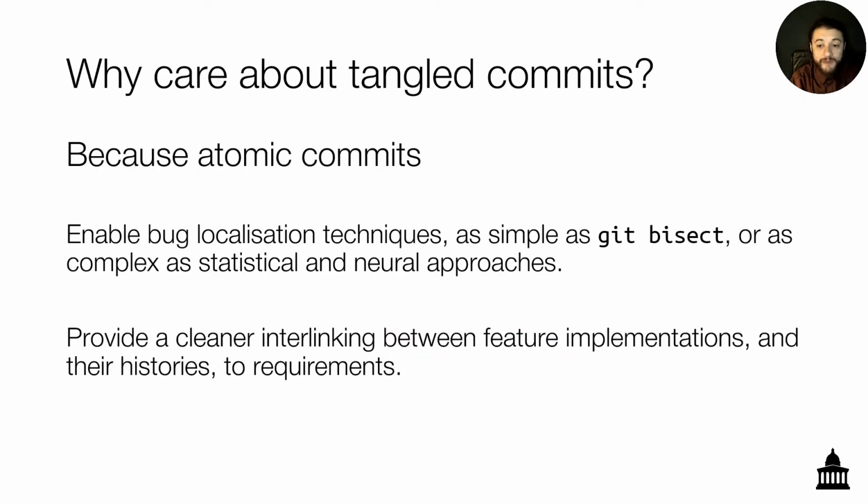But what's the harm in leaving the changes tangled? Why should we separate them at all? Well, atomic commits enable us to use an array of bug localization techniques on version histories, as simple as git bisect or as complex as neural approaches. For the former, this allows a cleaner verification of a fix or a breaking change. For the latter, it reduces the bias in the training data that could otherwise mislead the approach. Atomic commits also allow a cleaner interlinking between requirements and the history of their implementation, enabling semantic history slicing approaches, and also facilitating code navigation or comprehension.